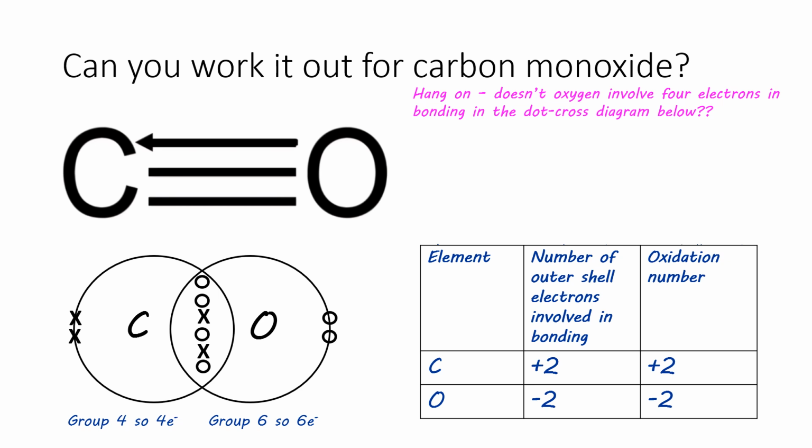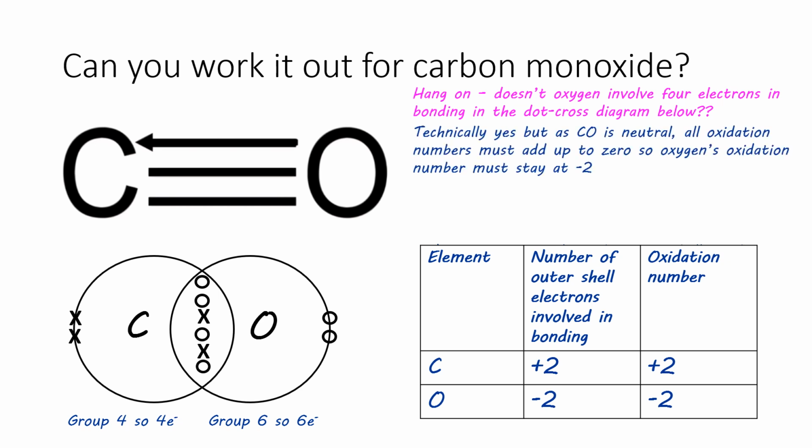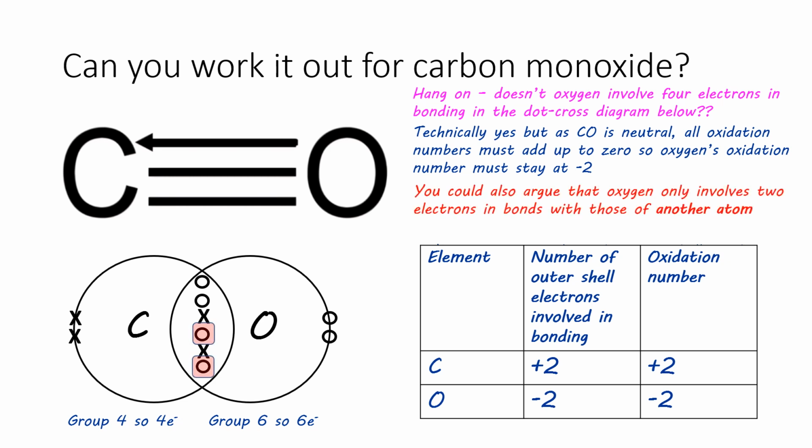If you look at the oxygen, it's actually involving 4 electrons in that triple bond. So how come it's not -4? Well, as carbon monoxide is also neutral, like carbon dioxide, all oxidation numbers must still add up to 0. So that means oxygen's oxidation number must stay at -2. Here's another way to think about it. Oxygen only involves 2 electrons in bonds with those of another atom. So the -2 actually comes from the 2 electrons I've highlighted towards the bottom of the triple bond.